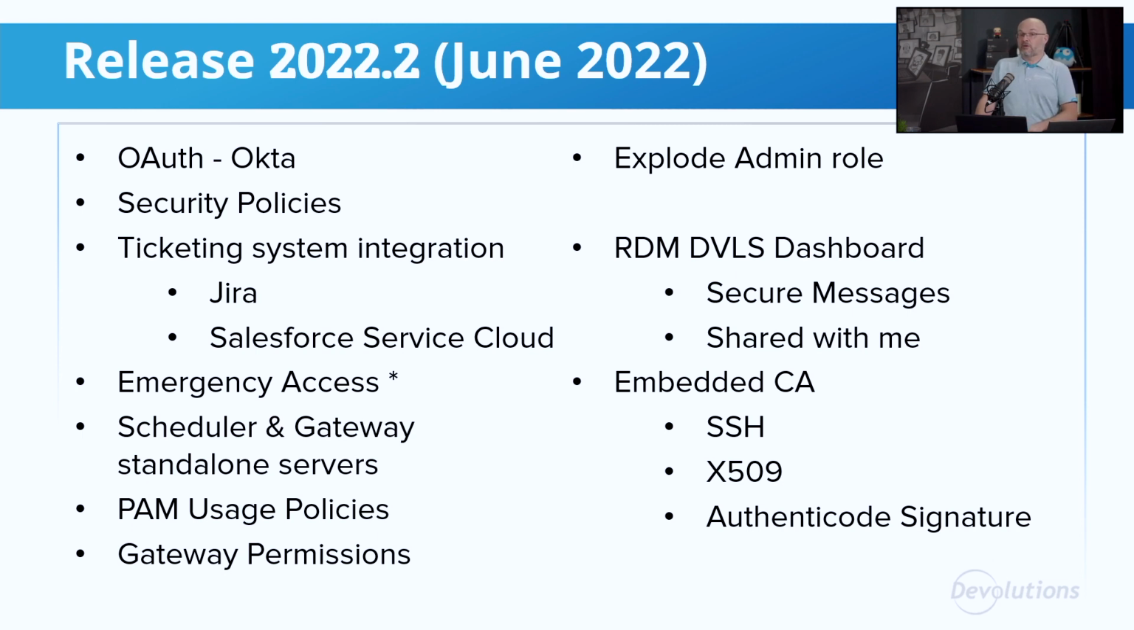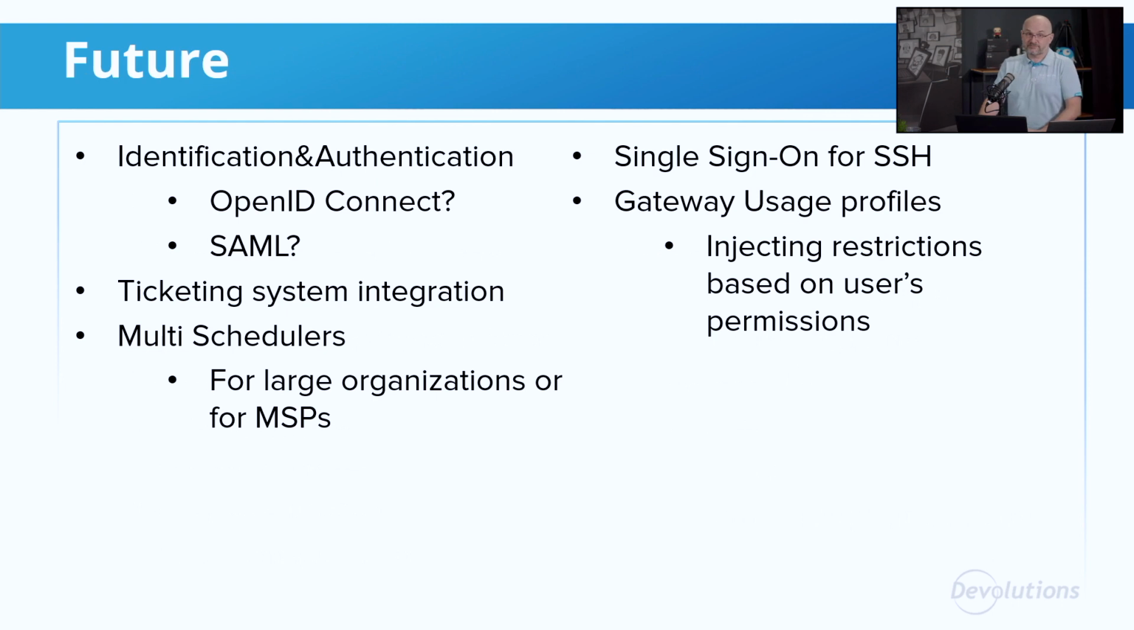We will have our own embedded CA in Devolutions Server. So that's going to be used for SSH authentication, X509, authenticate signatures. In the future, single sign-on for SSH, upper right.